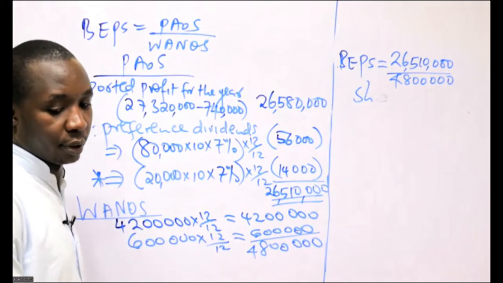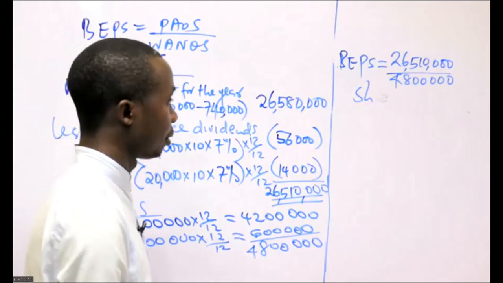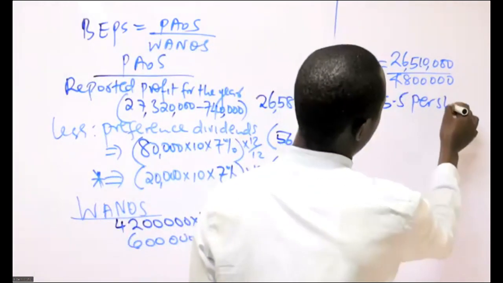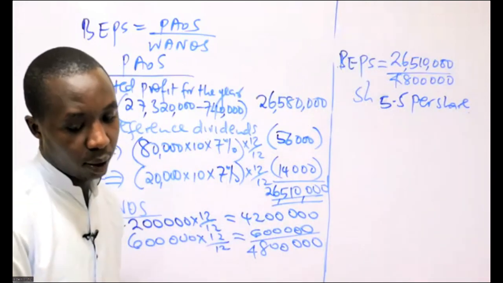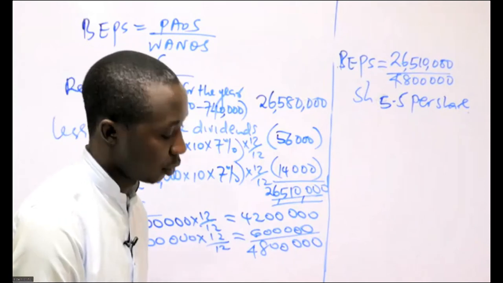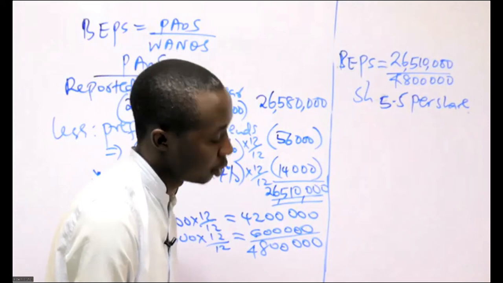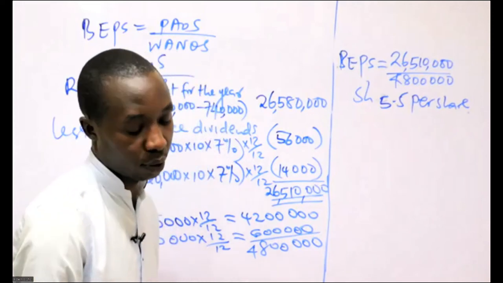Shillings what per share? 5.5. So that is 5.5 per share. So when doing a basic EPS, when doing an equation of EPS, if you start getting your earnings per share at 1,000 per share, there's no company which can issue shares at 1,000 per share. So you will be wrong automatically.